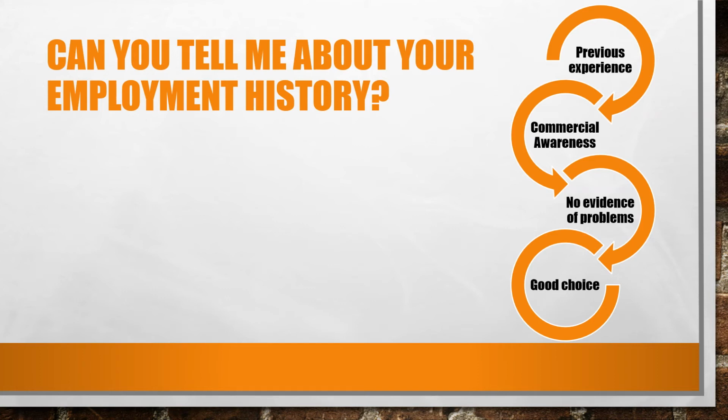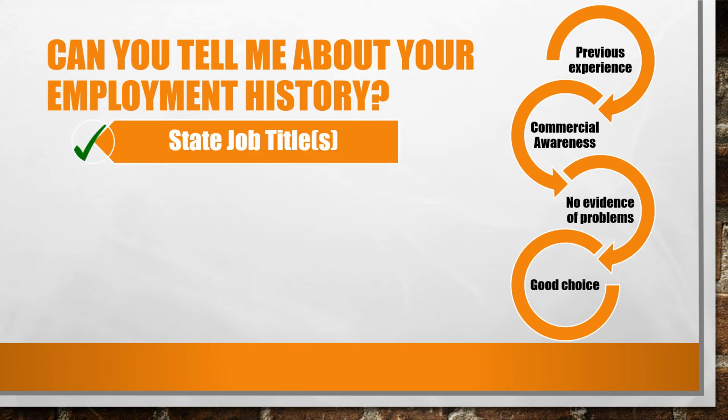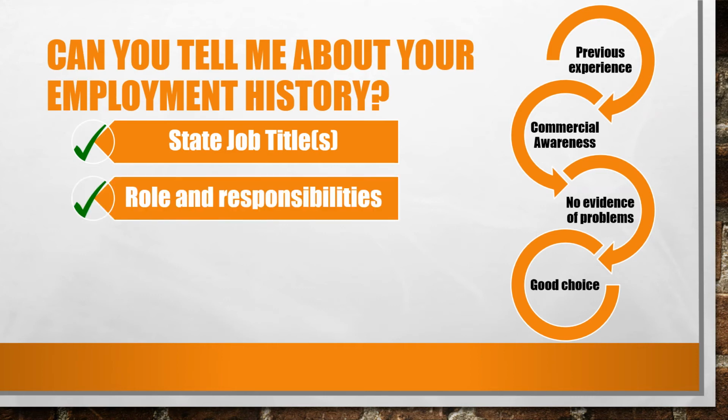Now, when you actually answer this question, you're going to do 4 things. Firstly, state your job title, and then go through every job title that you've had one at a time, following these 4 steps. State your roles and responsibilities. So what were you actually responsible for? What were you accountable for? What did you actually have to do that was your responsibility?